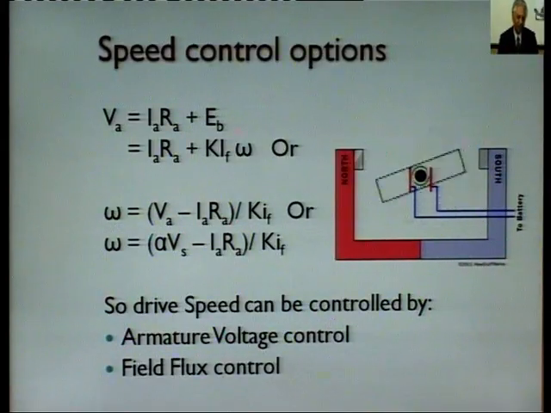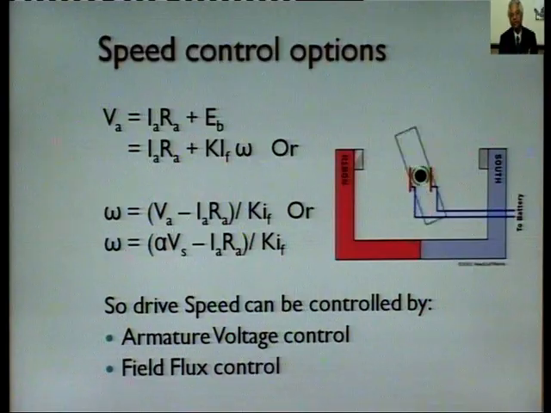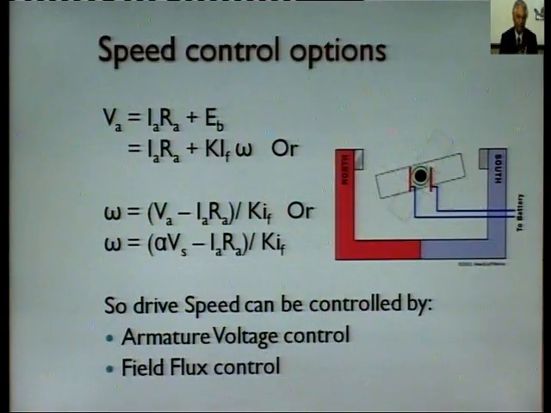Speed control options, because I am talking a lot about speeds. Why? Speed is a very, very important factor in industries. There are many processes where you have variable speed. There are certain processes which have to have constant, regulated speed, but in many cases the system has to run at different speeds. So, what are the factors which control the speed?